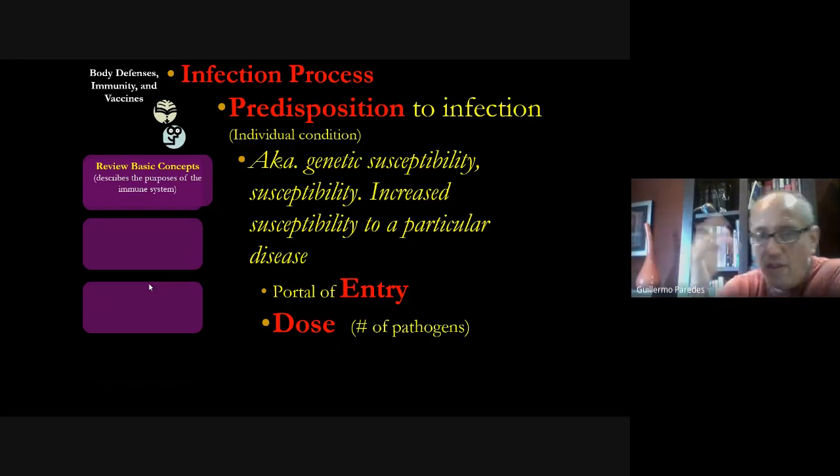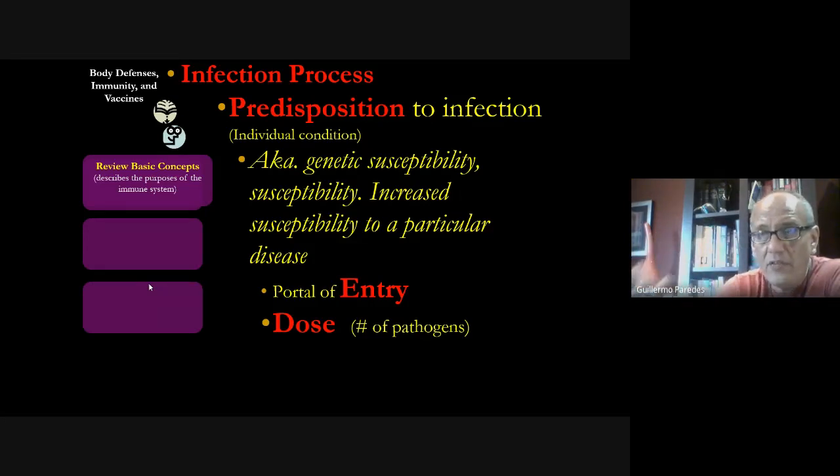Okay? And those portals of entry or exit will be the respiratory tract, the GI tract, the reproductive organs, the skin, right? So those are portals of entry, and even portals of exit. So you can be contagious to somebody else.